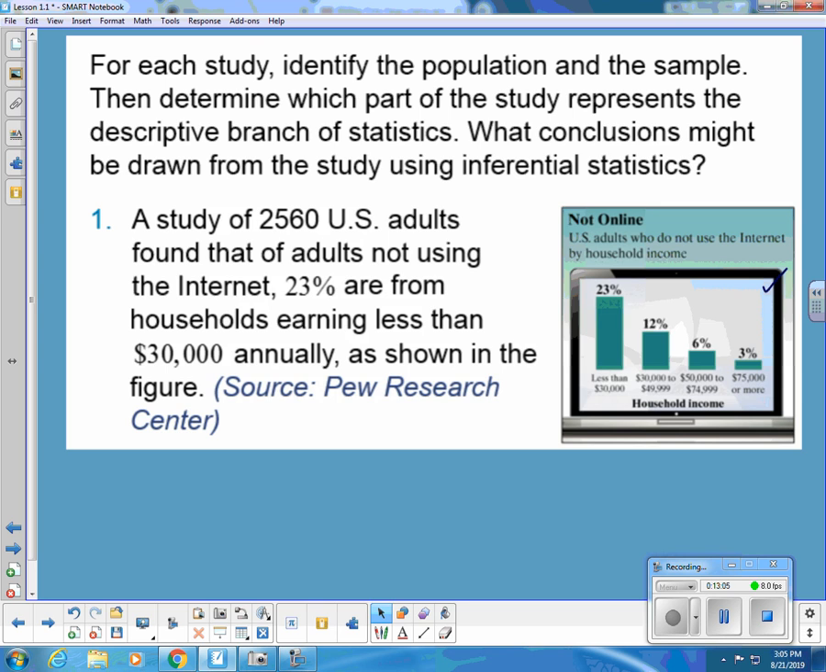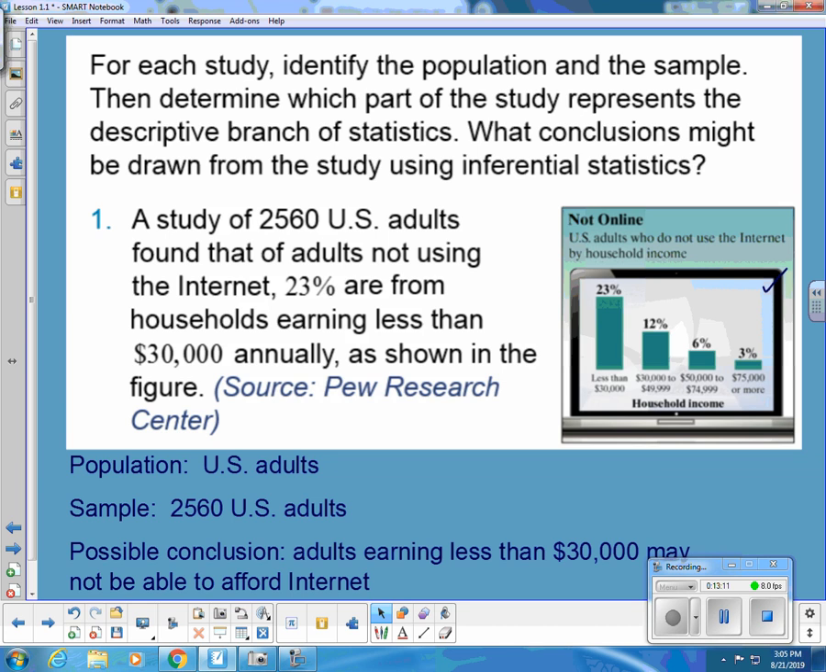So, what conclusion can you draw? Right, from that, we would say adults earning less than $30,000 may not be able to afford internet. You know, we're going to do our car payment before we do internet. All right, so that's one conclusion we can draw. It's kind of a logical one. All right, so you have to be able to do the population, sample, and a possible conclusion. Okay.